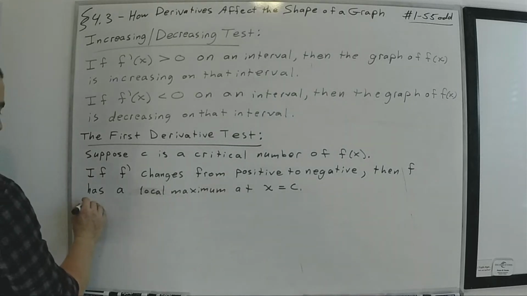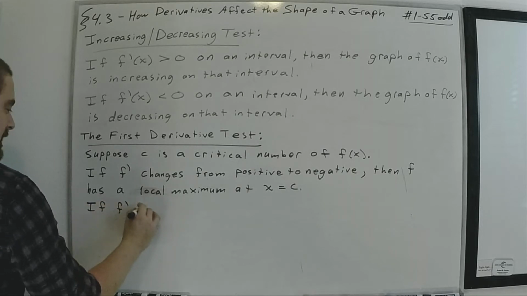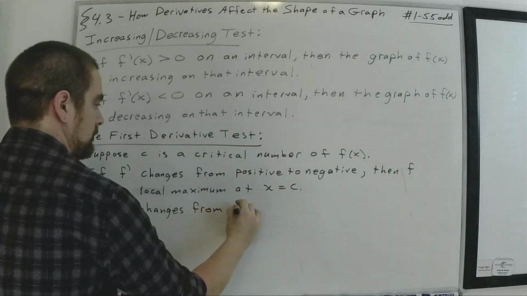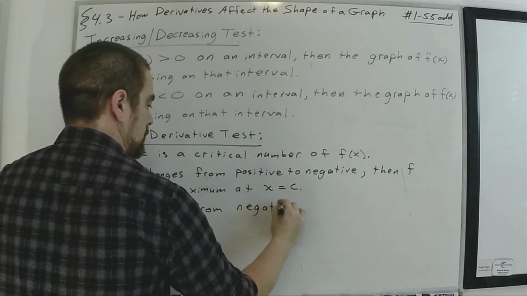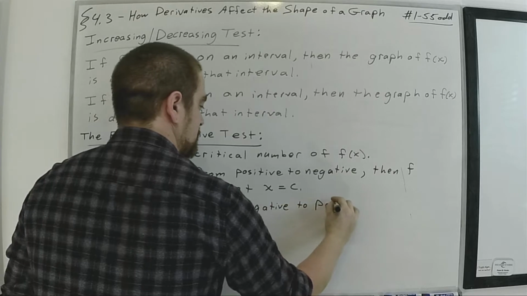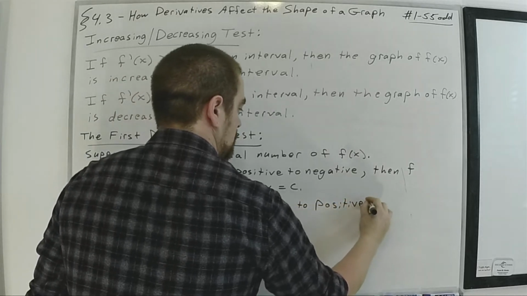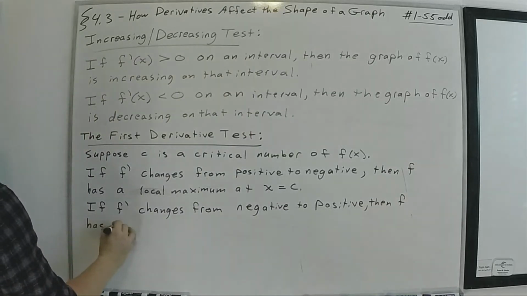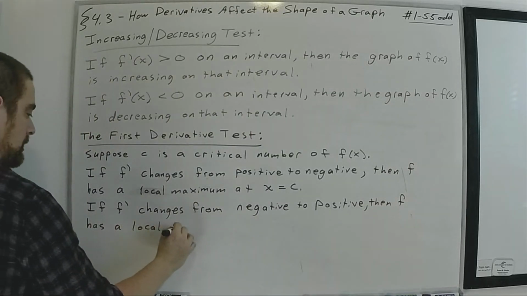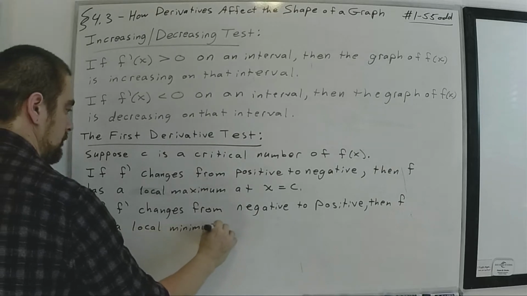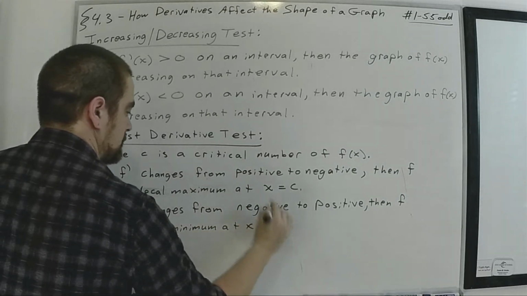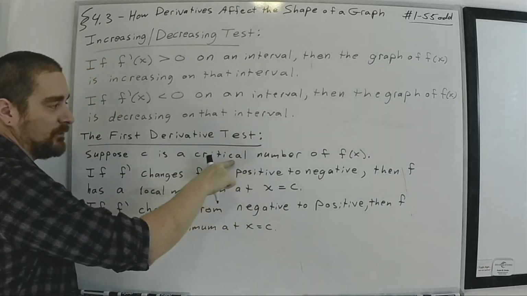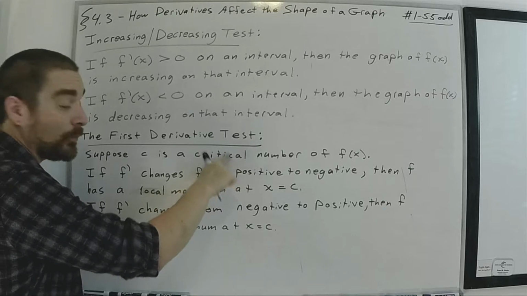And of course, the other way, if f prime changes from negative to positive, then f has a local minimum at x equals c. Right, so c is our critical number. Recall what the critical number means. That's where the derivative is equal to 0. That's a critical number, or where the derivative is undefined.